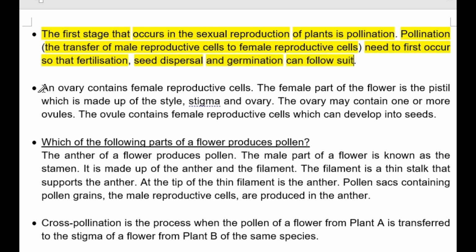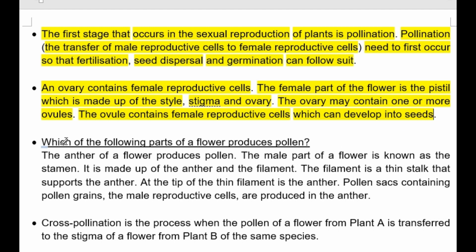An ovary contains female reproductive cells. The female part of the flower is the pistil, which is made up of the style, stigma, and ovary. The ovary may contain one or more ovules. The ovule contains female reproductive cells which can develop into seeds.